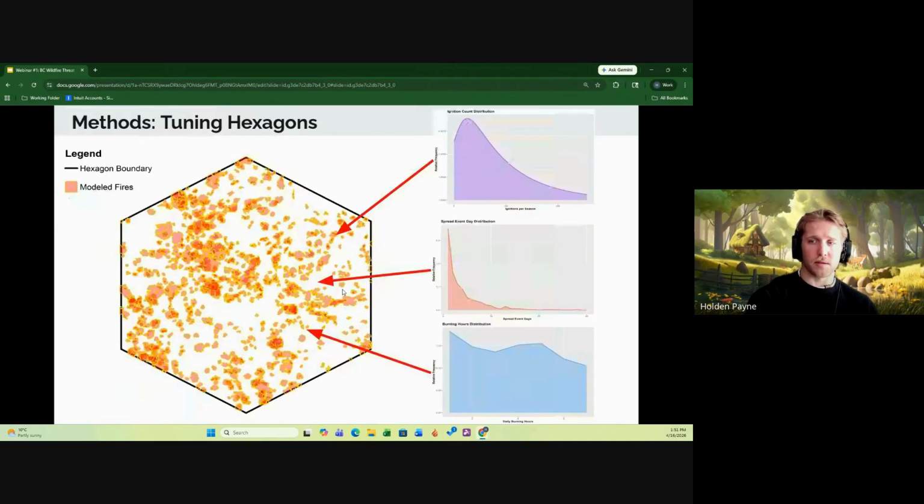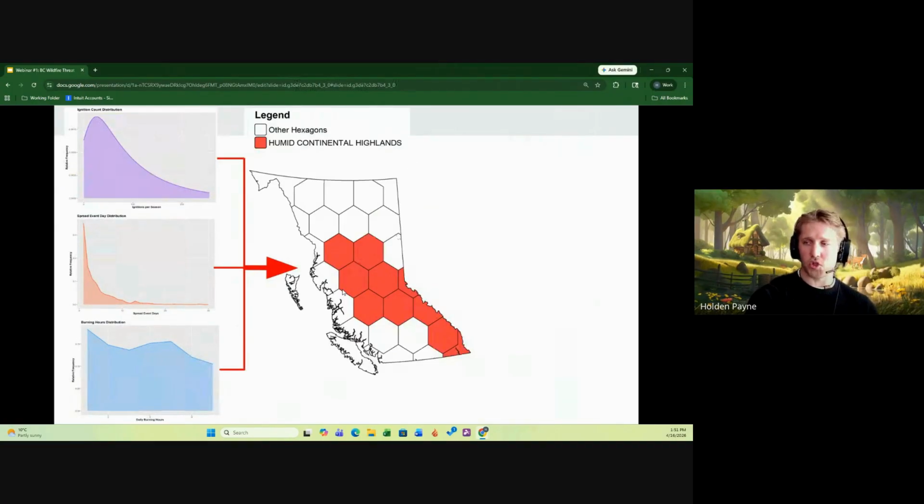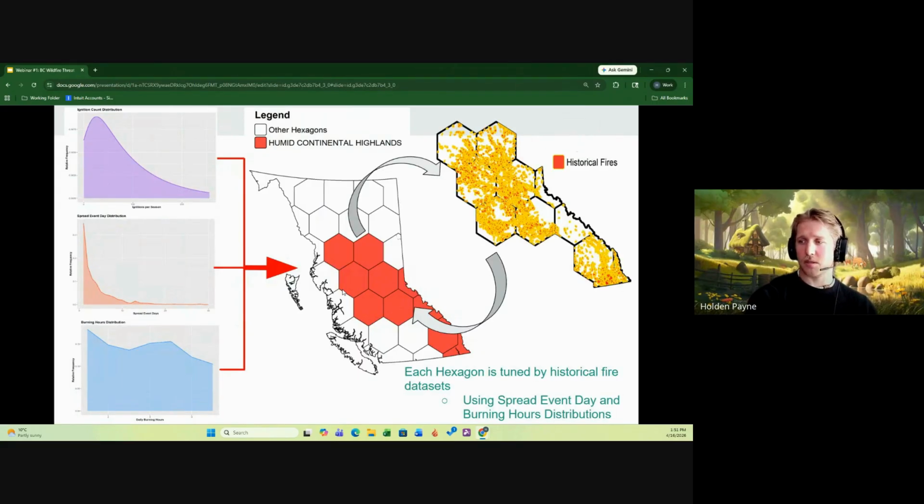But since this was calibrated at the eco-division level, these levels would be applied to the eco-division writ large based on the calibrating units. And so as the model was running, we were testing against the historical fire constantly.